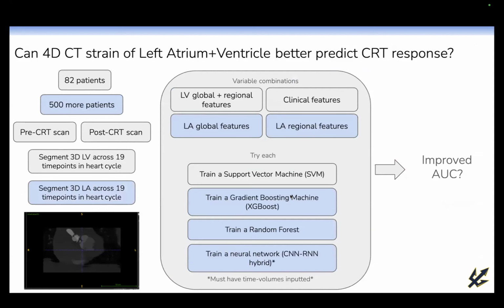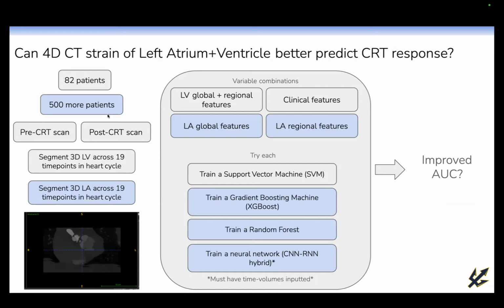In my proposed project, I will look at the left atrium and essentially append that information to the left ventricle. In summary, I will compute global and possibly regional strain metrics of the left atrium and assess if they can better improve the AUC plot of the CRT prediction, whether by themselves, appended with the LV values, or appended just with the clinical values. So I'll try different combinations of that.